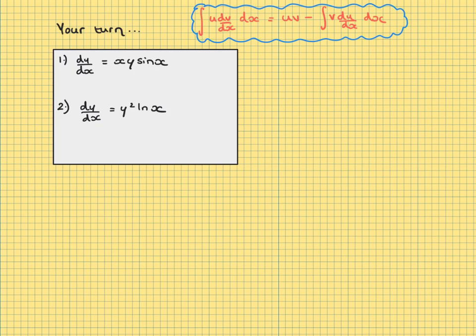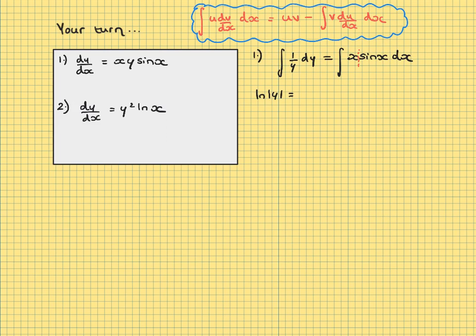So let's have a look at the first example. So separating the variables, we need to have 1 over y dy integrated on the left-hand side, and then on the right-hand side we need to have the integral of x sine x. And it's this product here that we can see which will require the integration by parts. So the left-hand side simply integrates to give us ln mod y, and then we have to work out the integral of this side over here.